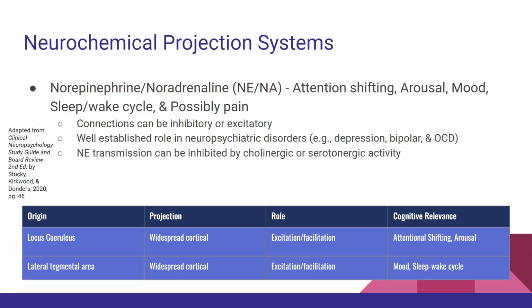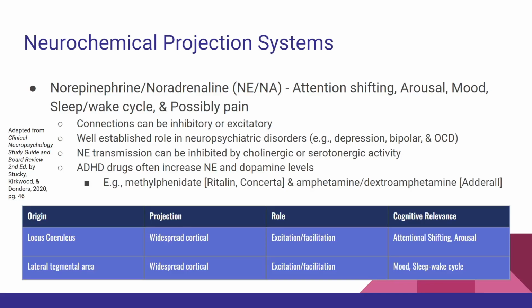The systems that use acetylcholine or serotonin can interfere or inhibit the activity along this norepinephrine system or noradrenergic system. They found that ADHD drugs often increase norepinephrine as well as dopamine levels within the brain. Some of the medications that are implicated in this include methylphenidate, which is the generic name, which includes trade names such as Ritalin or Concerta, as well as amphetamine dextroamphetamine, which trade name is Adderall.